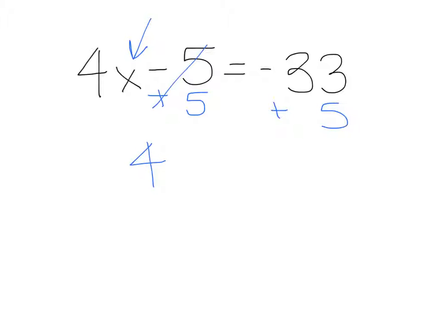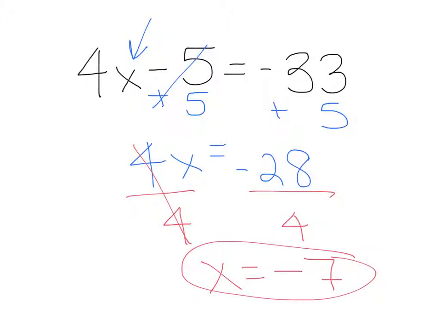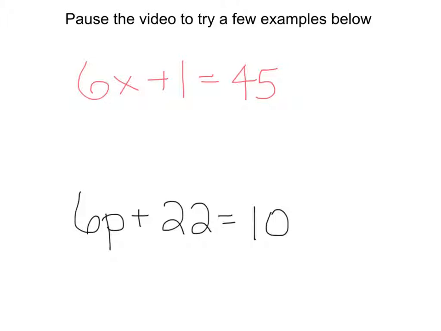So that leaves us with 4x equals, now we have a negative 33 plus 5. So the different signs, subtract and get 28. And you take the sign of the bigger number, which is a negative. We now divide both sides by 4, and we get x equals negative 7. Pause the video to try a few examples.